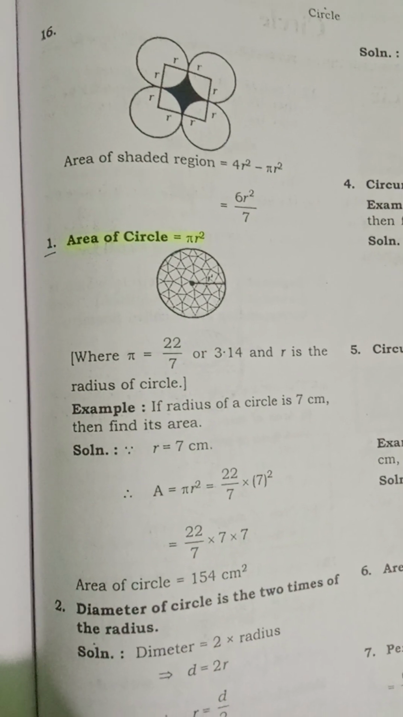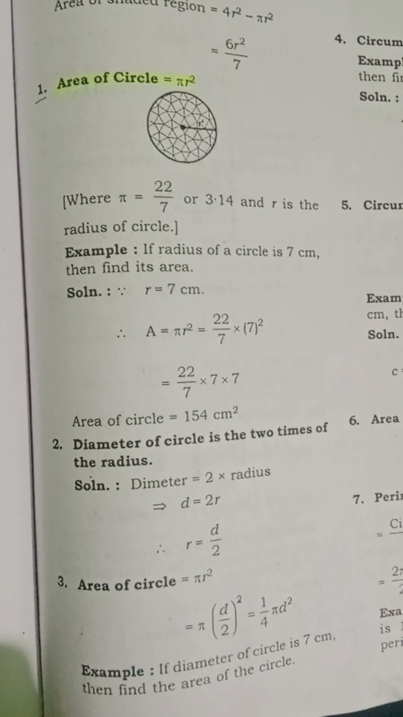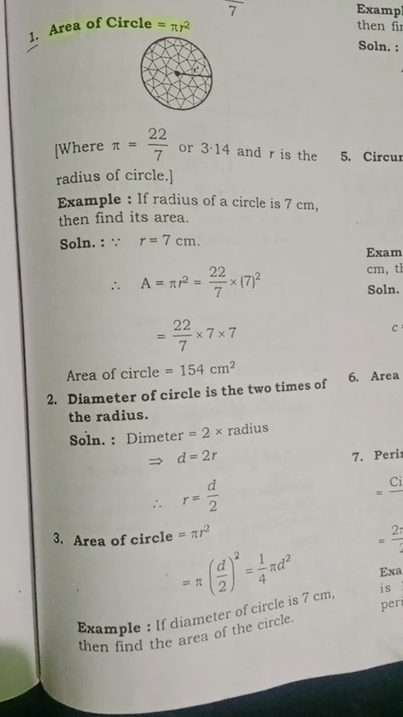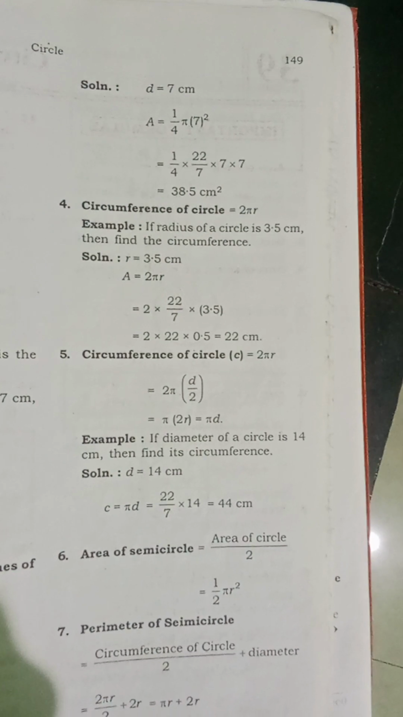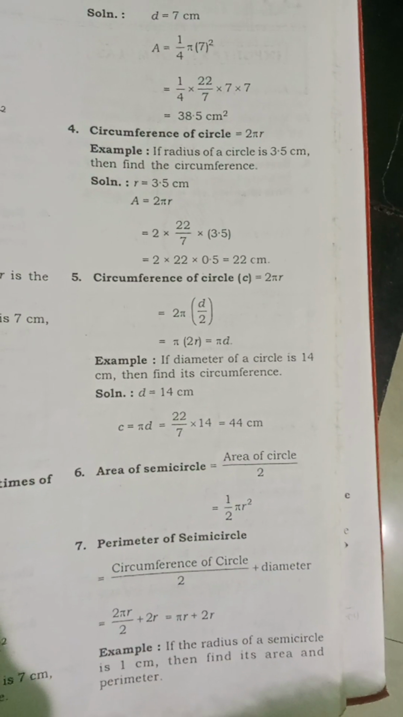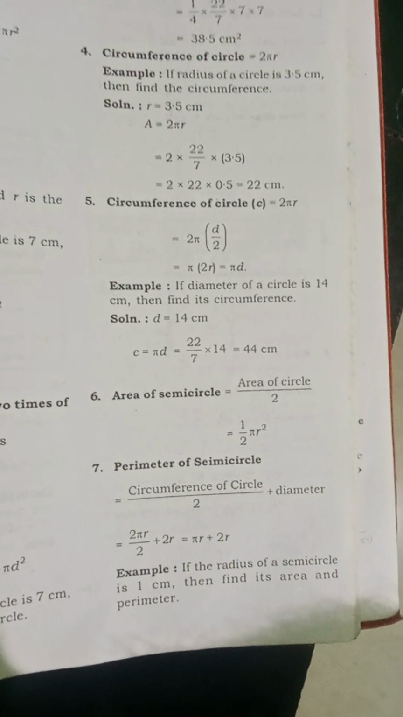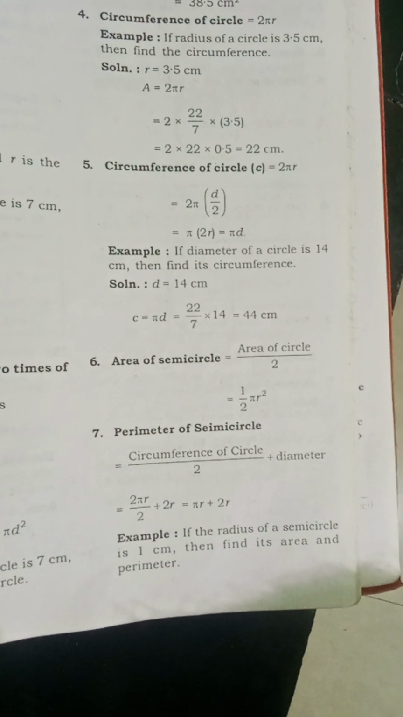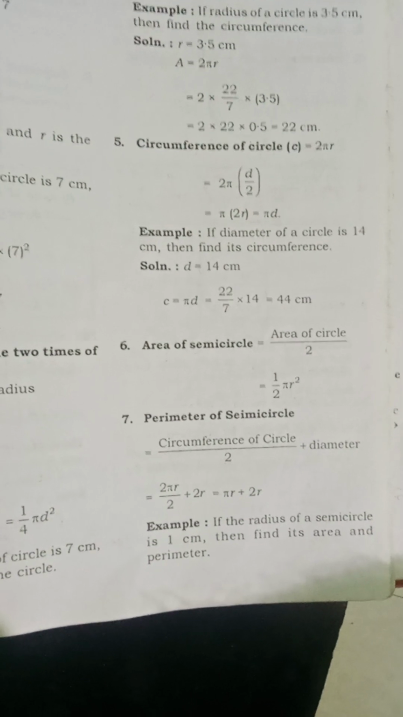Area of circle is equal to pi r square, and this is an example related to a circle. Suppose d is equal to 7, the area is equal to 38.5. Area of semicircle is equal to area of circle by 2. Perimeter of semicircle is circumference of circle by 2 plus diameter.